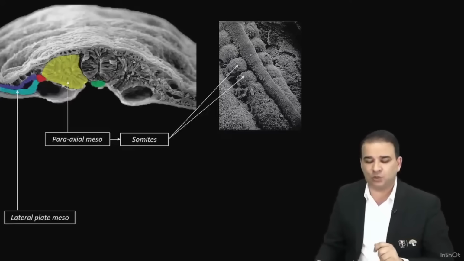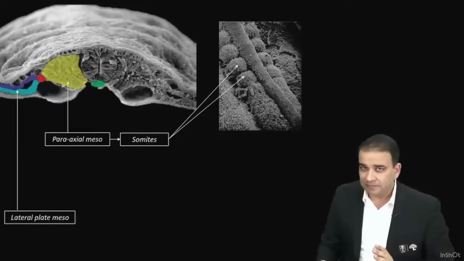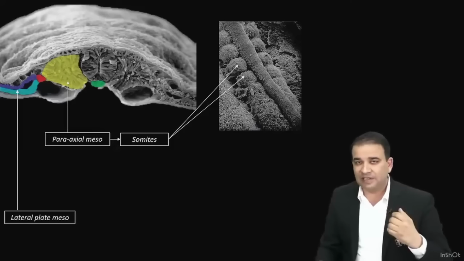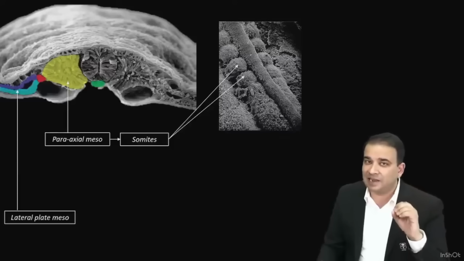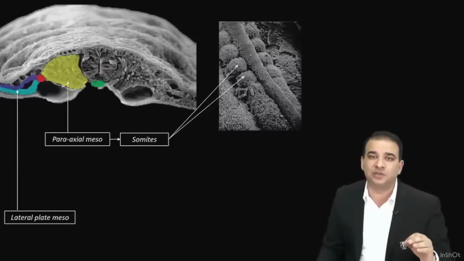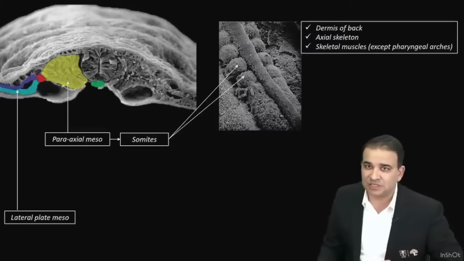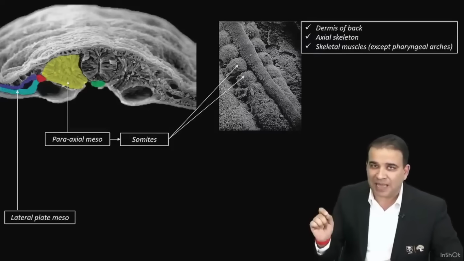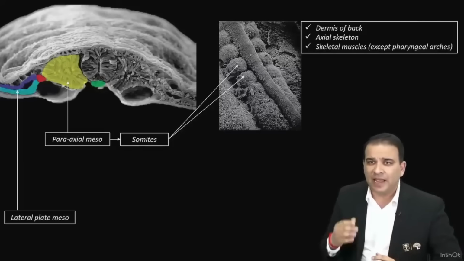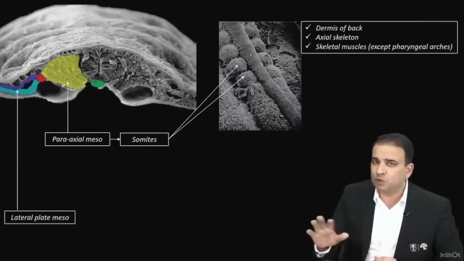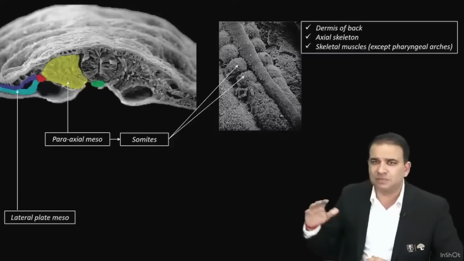Somites will give rise to the axial skeleton. They will give rise to the dermis of the back, and they will give rise to the skeletal muscle, except those skeletal muscles which are derived from the pharyngeal arches. So look at this, guys. Dermis of the back, axial skeleton, ribs, vertebrae, right? And the skeletal muscle, well, except those muscles which are derived from the pharyngeal arches, which is something we'll discuss separately.